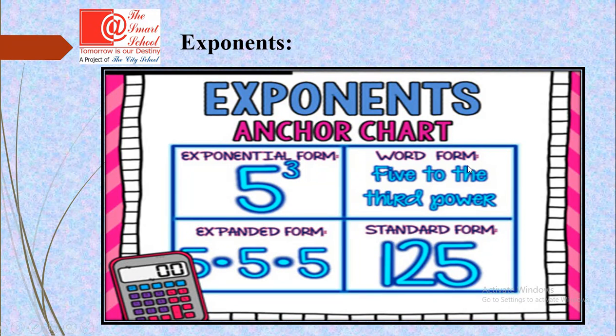And in word form we can write 5 to the third power. And in expanded form, this will be equal to 5 multiplied by 5 by 5 because it is 3 here, so you multiply 5 thrice. And its standard form or the value of 5 cube is 125.